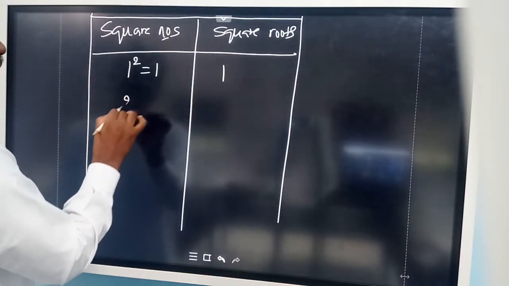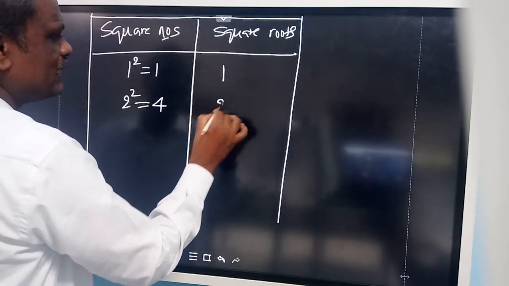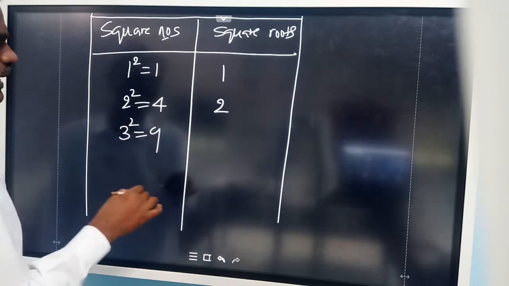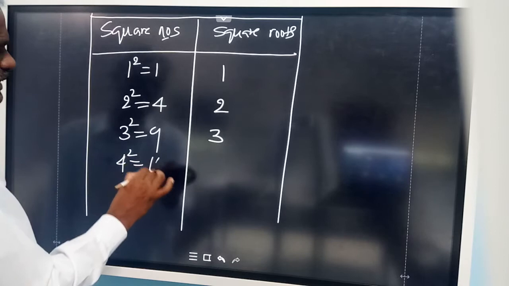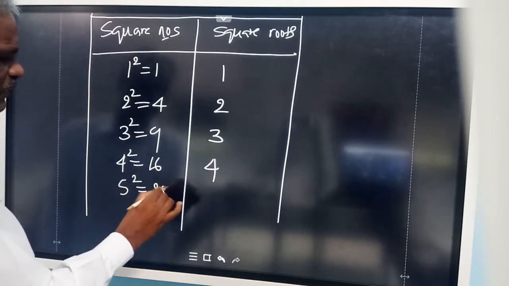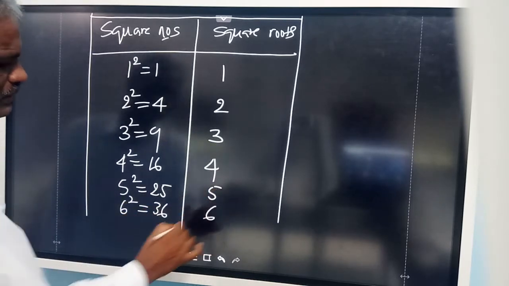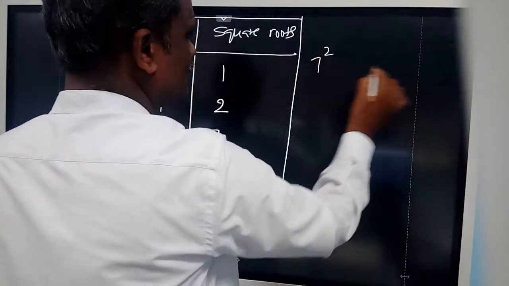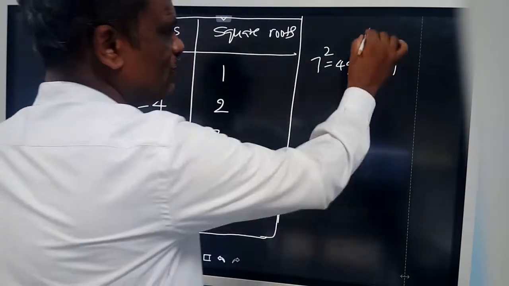So now 2 square, it is 4. Square root of 4 is 2. 3 square, 9. Square root is 3. 4 square, 16. Square root is 4. 5 square, 25. Square root is 5. 6 square, 36. Square root is 6. So like this. 7 square is 49. Square root is 7.